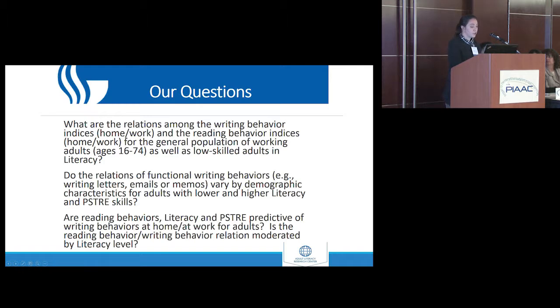Do the relations of functional writing behaviors vary by those demographic characteristics I had mentioned for adults with lower and higher literacy as well as lower and higher PSTRE skills? And are reading behaviors, literacy, and PSTRE predictive of writing behaviors at home and at work for adults? And is this relation moderated by literacy level?